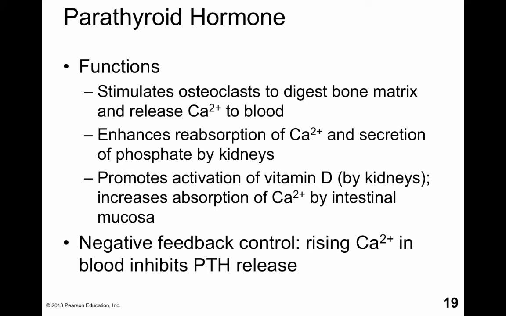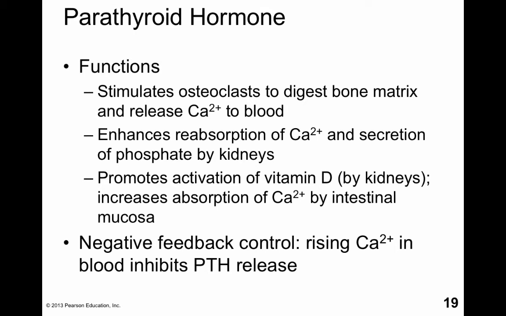Now, the parathyroid gland, we talked about this a couple times already throughout the year. It stimulates the osteoclasts to digest bone matrices. Basically, parathyroid hormone gets released into the bloodstream and will activate those osteoclasts in the bone. They will chomp down the bone and release calcium. It also helps with the enhancement of reabsorption of calcium and secretion of phosphate by the kidneys, and it will help to promote activation of vitamin D by the kidneys, which increases absorption of calcium in the intestines.